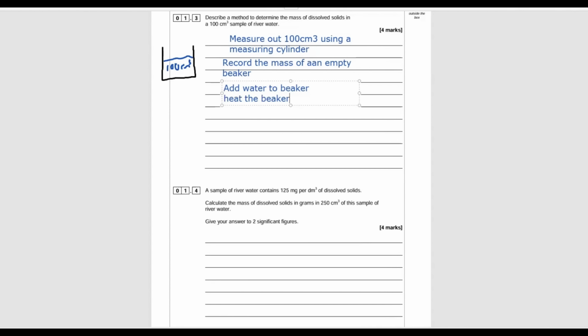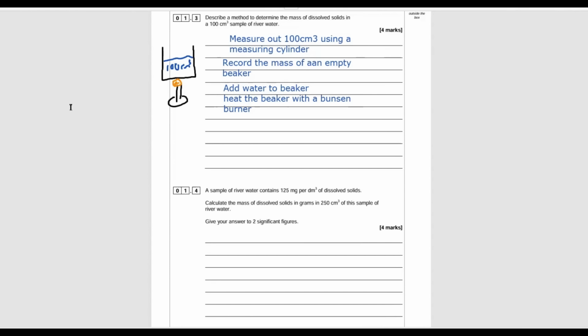What are we going to heat it with? We're going to heat the beaker with a Bunsen burner. You could gently heat it with a water bath. I'm just going Bunsen burner because I can't draw a water bath, but I can draw a Bunsen burner. Look, there's the fire. Oh, he's heating on a yellow flame. That's not good. Okay, add the water to the beaker, heat the beaker with a Bunsen burner.